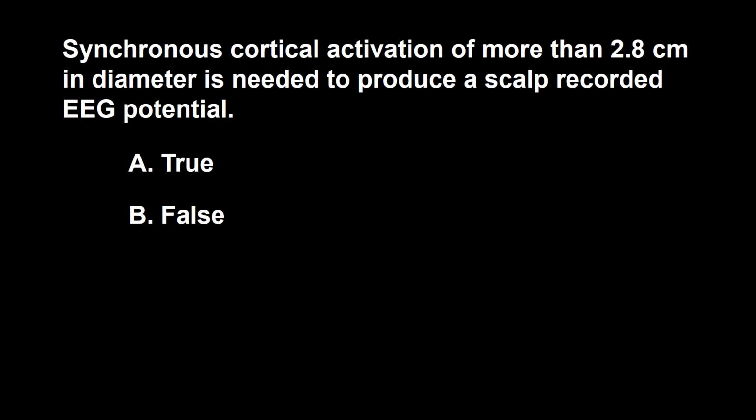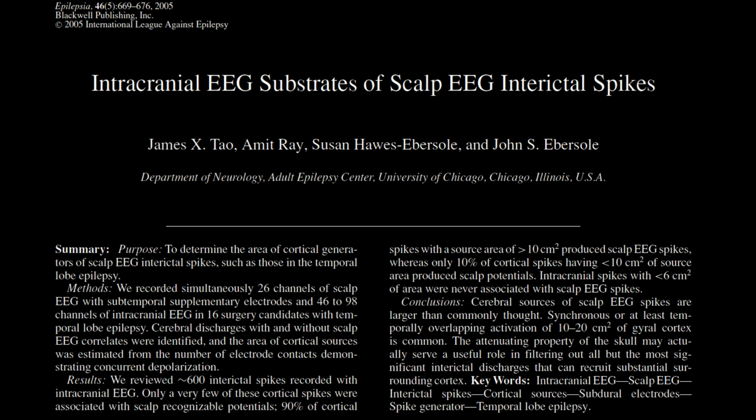Question: synchronous cortical activation of more than 2.8 centimeters in diameter is needed to produce a scalp recorded EEG potential. A true, B false. The answer to this question was published in Epilepsia in 2005. I will walk you through the relevant parts of this article.